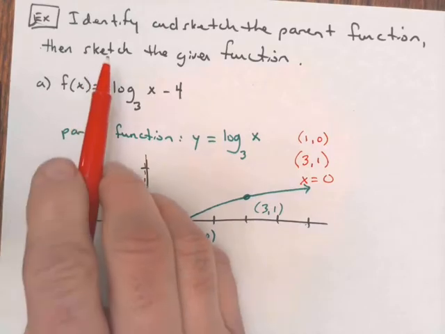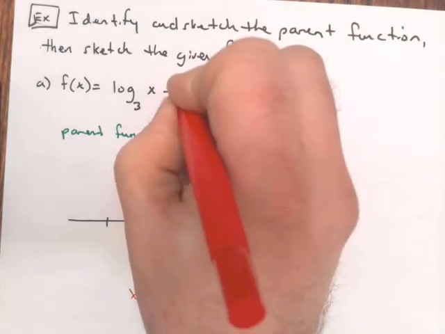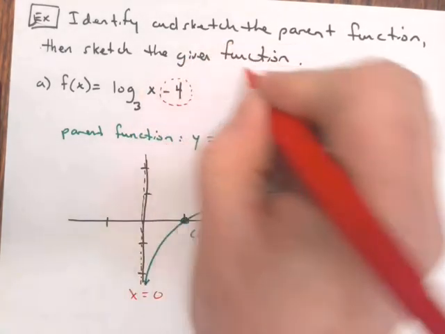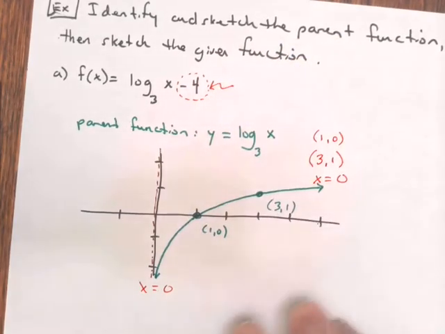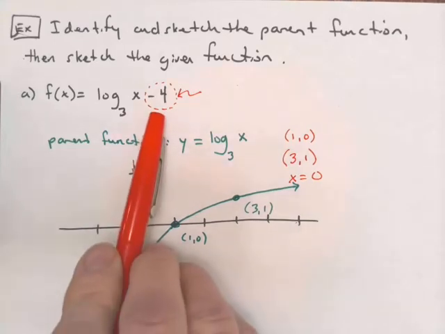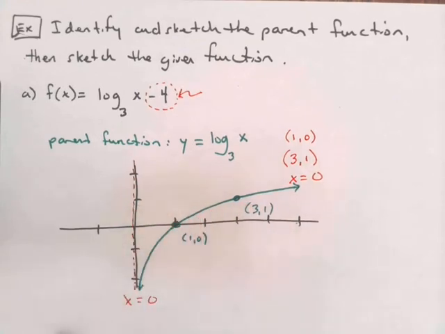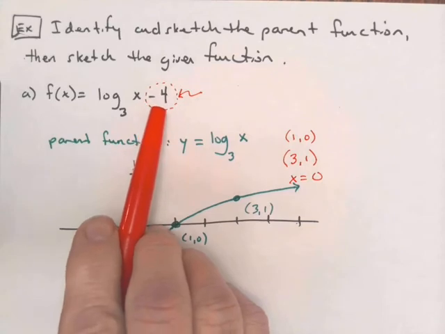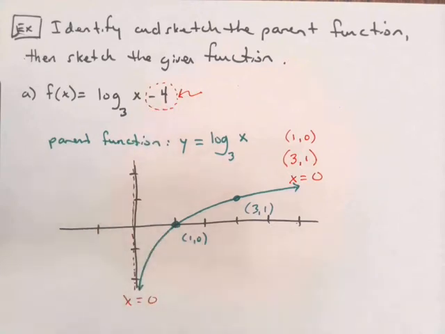The second part of the directions are to sketch the given function, so now we want to sketch log base 3 of x minus 4. Anytime you have a function and you have some addition or subtraction in that function, that will result in a translation in your parent function graph. This minus 4 that's on the end is either going to take our parent function graph and slide it up or down or left or right. If your addition or subtraction is inside of grouping symbols, that would move the graph either to the left or to the right. If it's not, it would move the graph either up or down.